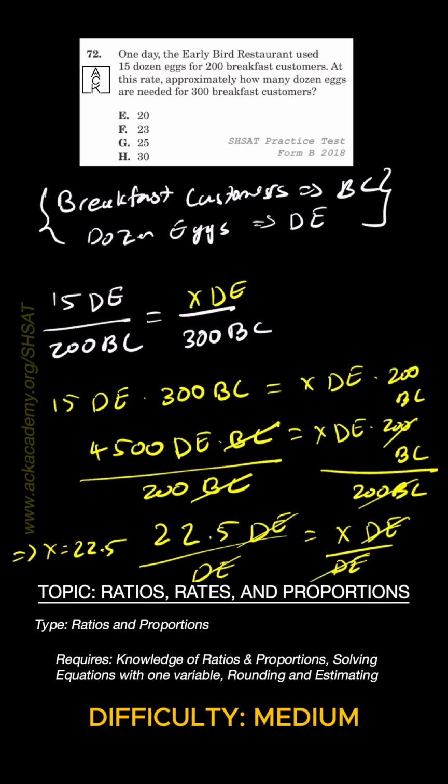However, none of the answers are 22.5. You would have to round up, because you can have 22.5 dozen eggs, but it's saying how many dozen eggs are needed for 300 breakfast customers. So you need a minimum of 23 dozen eggs. And I hope that makes sense. So x equals 23.